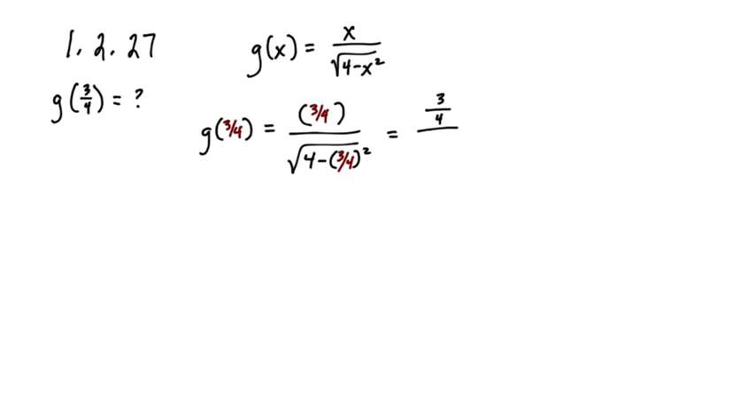So our numerator is 3/4. Now the denominator is kind of complicated, so I'm going to simplify it off to the side. So I have 4 minus 3/4 squared. So I need to square 3/4. That's 3/4 times 3/4. When we multiply across, we get 9/16. And so we have the square root of 4 minus 9/16.